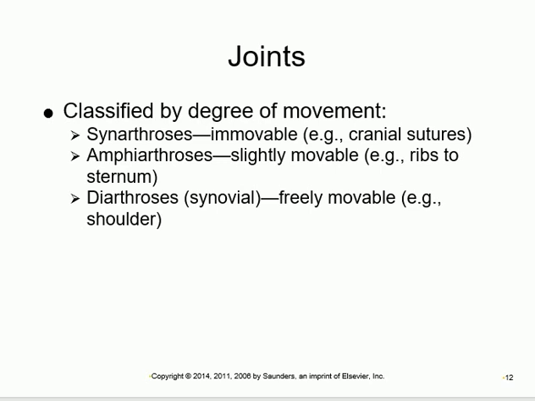Amphiarthrosis is like the ribs. If you look at this, you can move a little bit like this, right? If you try it, you can move the ribs with the sternum just a little bit, but nothing much. But look at this now. I can do all types of movements, like my shoulder or my hips. And this will be diarthrosis.